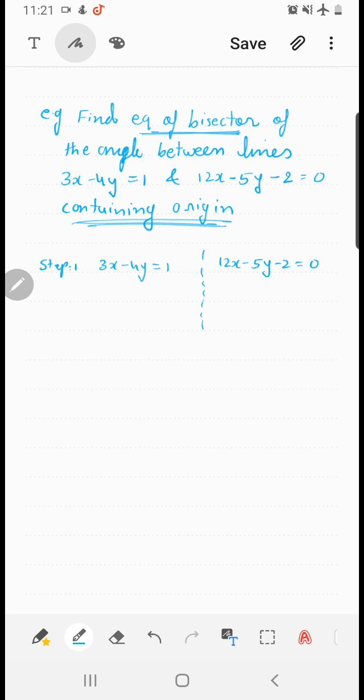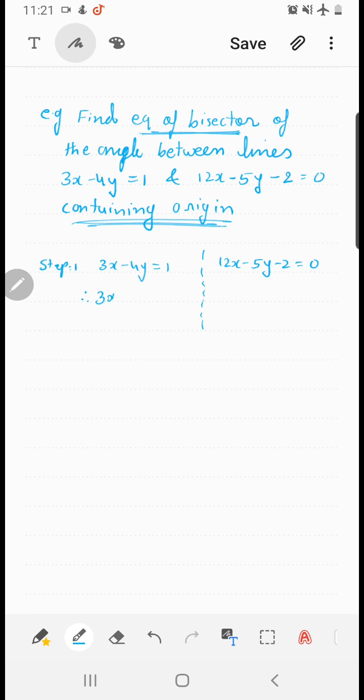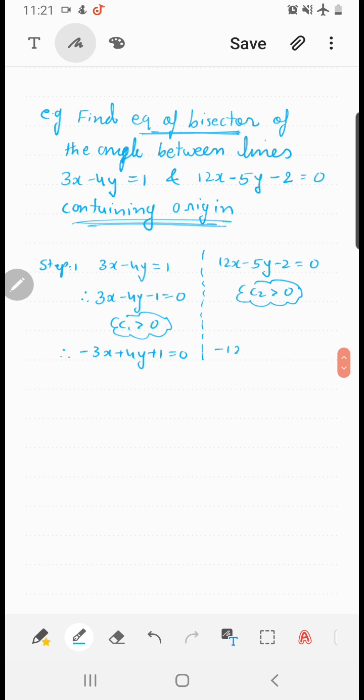Now the very first thing you should take care of is that your equation must be in equal to 0 form. So can I say it is 3x minus 4y minus 1 equal to 0. The second equation is already in equal to 0 form. Now we want c1 greater than 0 and c2 greater than 0. Here in both places your constant terms are negative, so to make them positive we multiply with the negative sign. So minus 3x plus 4y plus 1 equal to 0, and on this side minus 12x plus 5y plus 2 equal to 0.